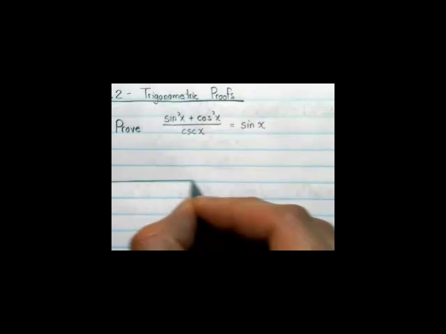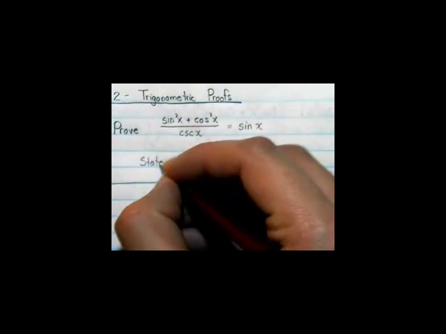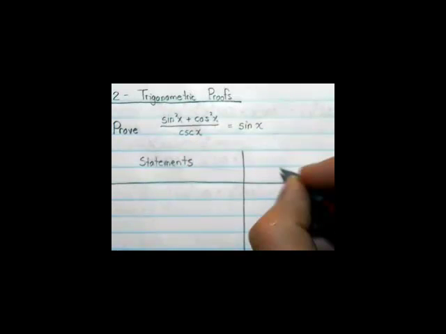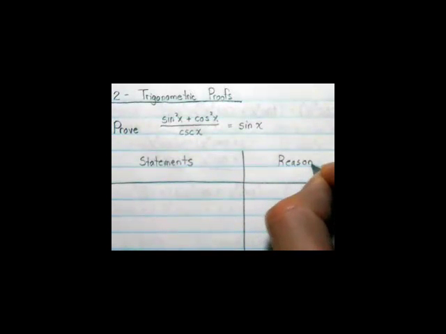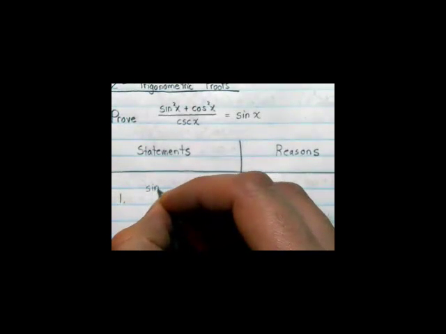That's going to be your home base. Then you're going to go from there and try to explain each step of why this is equal to sine. In our two columns, we have one column that is the statement, and the other column is the reasons. And just like your geometric proofs, step 1 is always given. And the given is the complicated side of the equation.